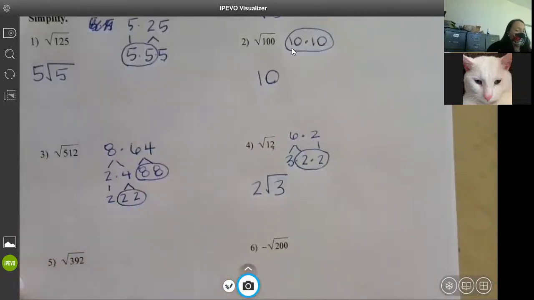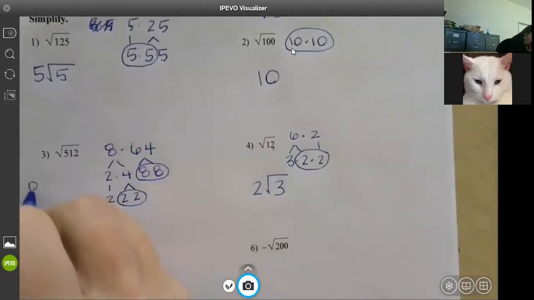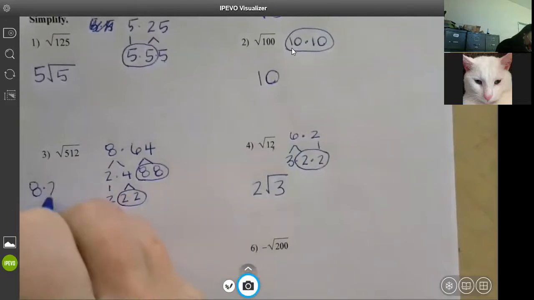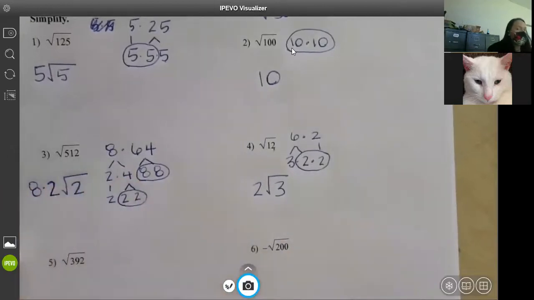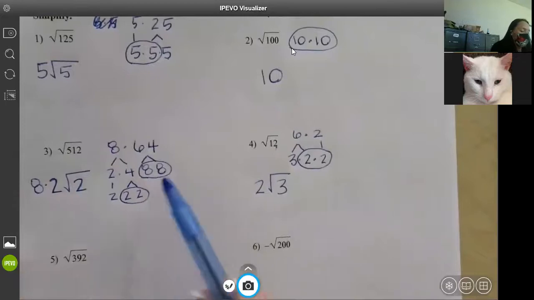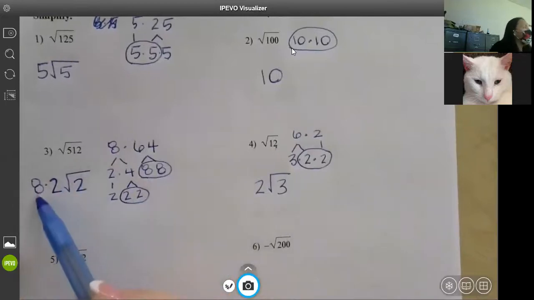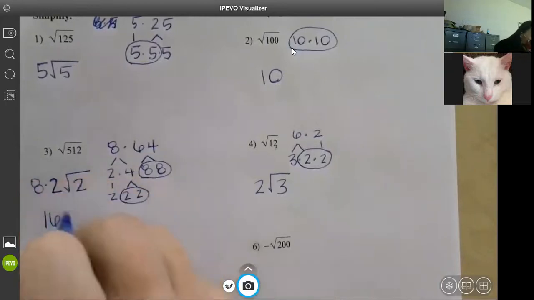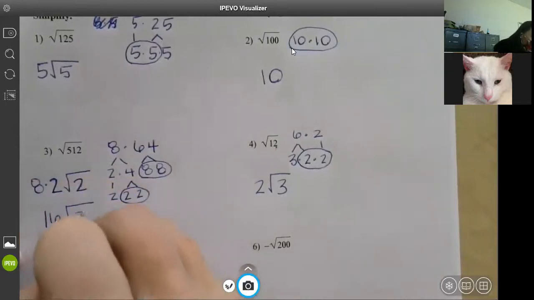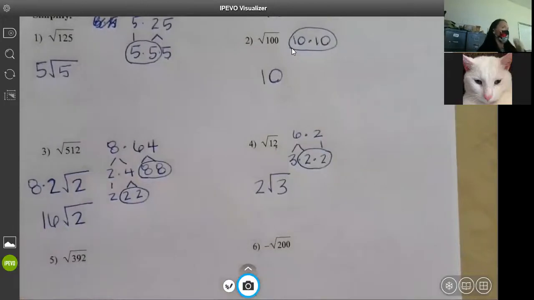So let me show you how to work this. I had a pair of 8s times a pair of 2s. And I did not circle another 2. So whatever you have pairs of, you're going to pull outside and multiply them together. What's 8 times 2? And then whatever you don't circle, you multiply it together underneath. And we only had a 2, so it just stays underneath. We'll do a couple more of those, so don't freak out about it.